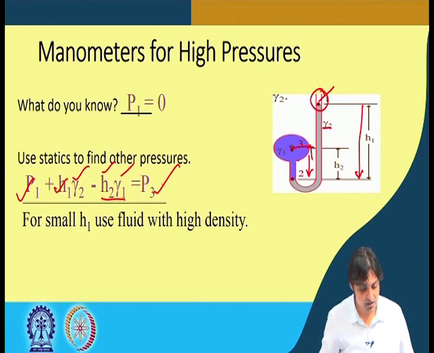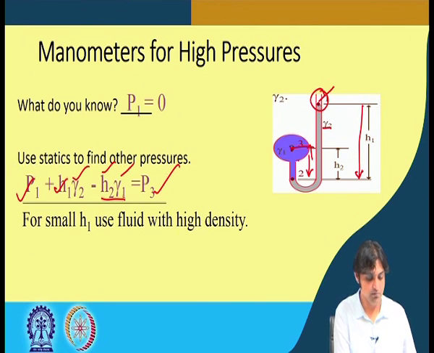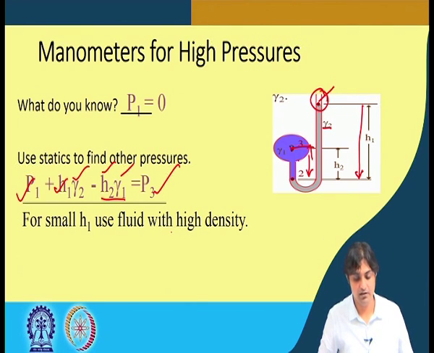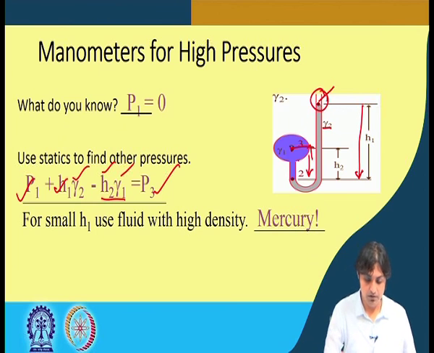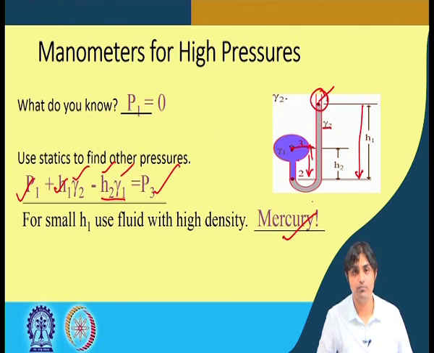For small h1, we use fluid with high density, because in reality the atmospheric pressure must be taken into account, P1. So we generally use mercury in manometers. Okay, good.